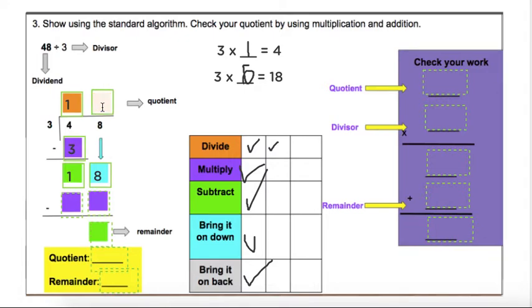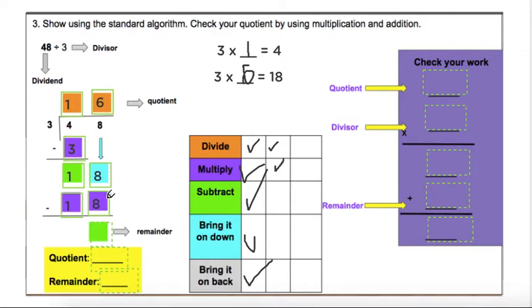Yes, the orange box. So 6 is going to go in the orange box. And now it's time to multiply. 3 times 6. What's 3 times 6? Good, 18. And we know we're multiplying, so it's going in our purple boxes. Don't forget to cross it off.